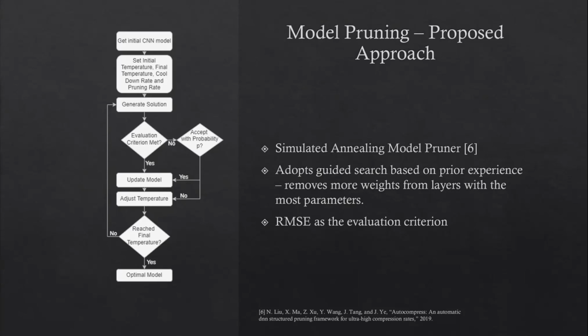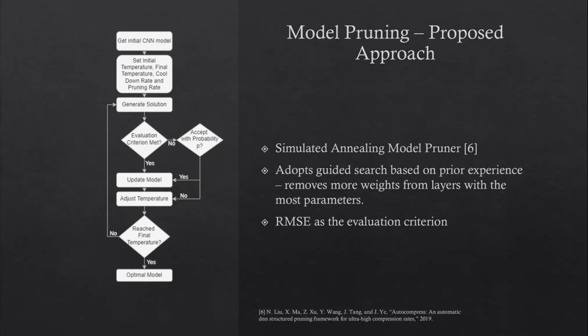In the case of model pruning, we use this on an initial CNN model that was trained with specific hyperparameters for each one of the 2 neural networks. We set the initial temperature as 20 degrees, final at 100, cool down rate of 0.9, and the pruning rate will change for each sparsity. For the solution, it adopts a guided search based on prior experience, which removes more weights in layers with the most parameters, as it affects the overall accuracy the least. Each solution creates a new perturbation, which is a change of weight pruning rates. After generating a new solution, we calculate the RMSE on the validation set and we get the evaluation criteria.